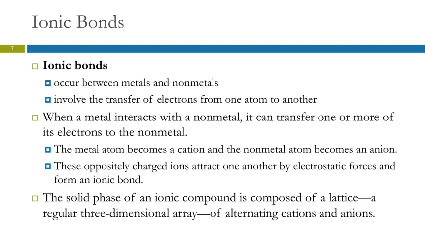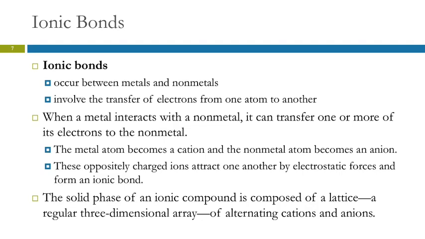So ionic bonds, as the name suggests, involve ions. Ionic bonds are going to occur between metals and nonmetals. We mentioned on Monday that metals tend to lose electrons and become positive cations. Nonmetals gain electrons and form negative anions. We have oppositely charged ions, and the attraction between those charges is an ionic bond.